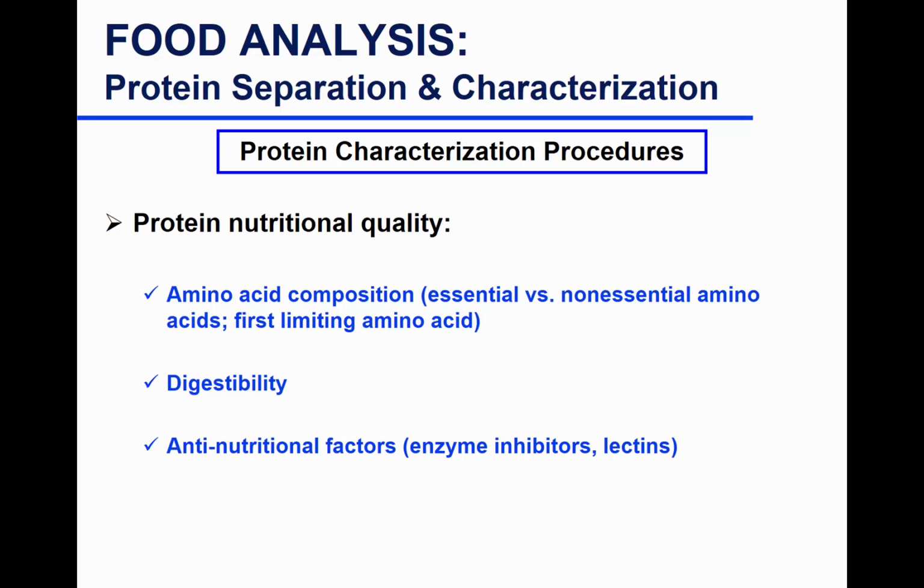And then digestibility. How digestible is the protein? Plant proteins are less digestible than animal proteins, for example. It has to do with their structure. Processing can reduce digestibility of the protein or increase it, depending on the processing condition. Anti-nutritional factors: do I have enzyme inhibitors like trypsin inhibitor, for example? Or do I have lectins that cause inflammation in the intestine?